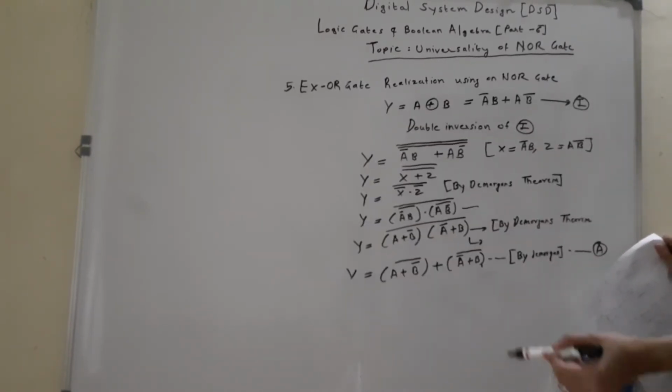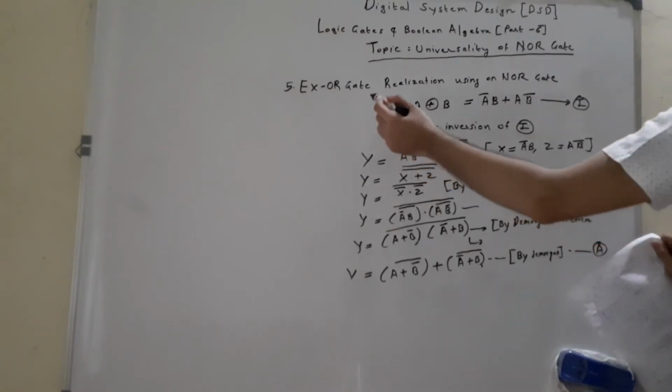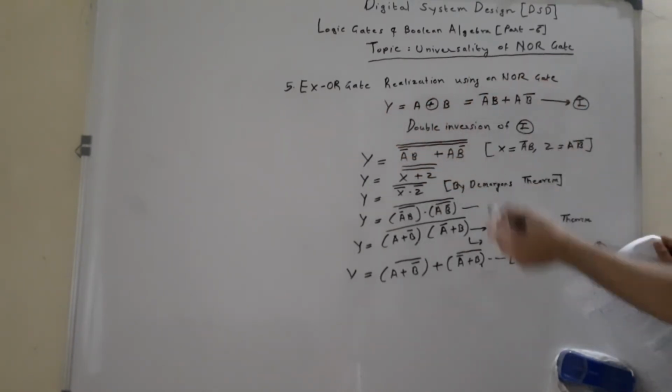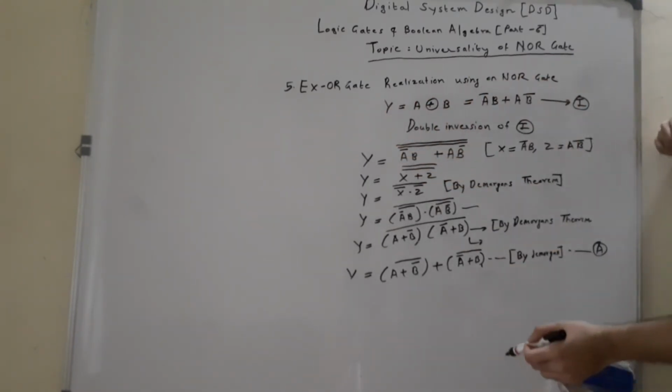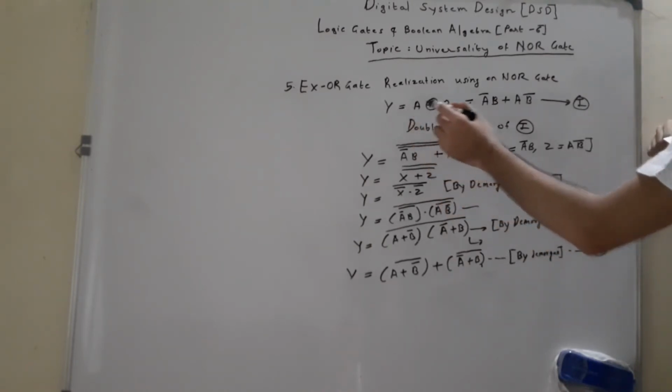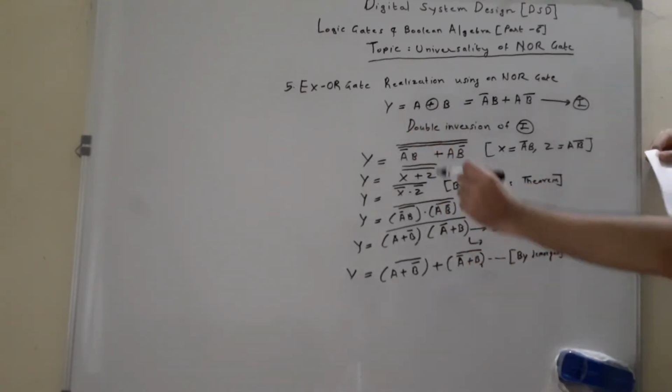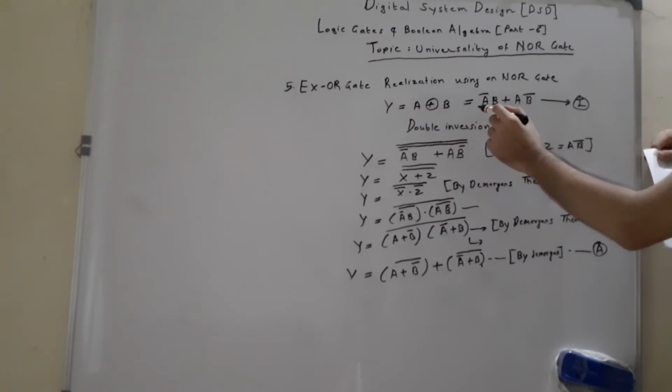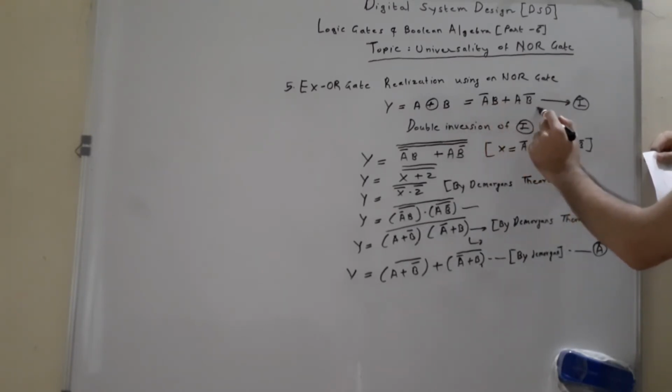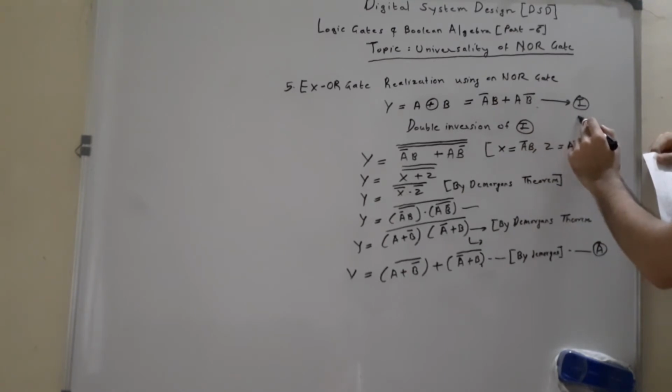Now we move on to realize an XOR gate using a NOR gate IC. How will you realize an XOR gate? What is the logical or Boolean expression for an XOR gate? Y is equal to A XOR B. An alternate way of writing the same expression is A bar B plus A B bar. I have given it as equation number 1.